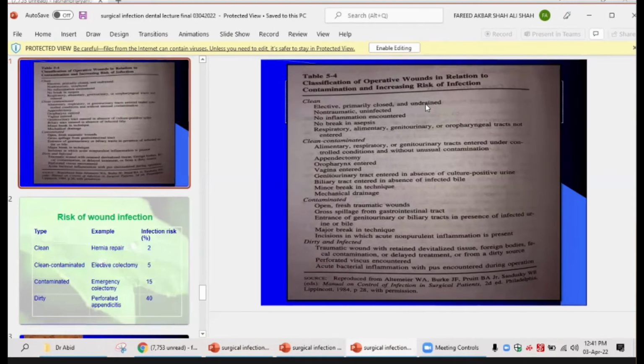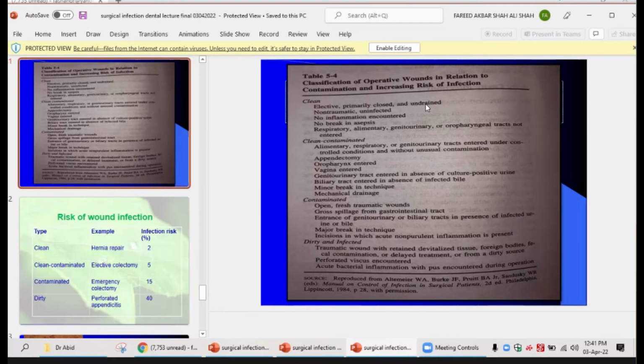And number 3 is the contaminated surgery, meaning we already know that there is pus inside the cavity. So this is already a contaminated surgery. And the 4th one is a dirty surgery. Dirty surgery means there is a road traffic accident on the road, and there is dirt attached to the wound. There is a lot of dirty material, foreign particles attached to the wound. So that is called a dirty surgery.